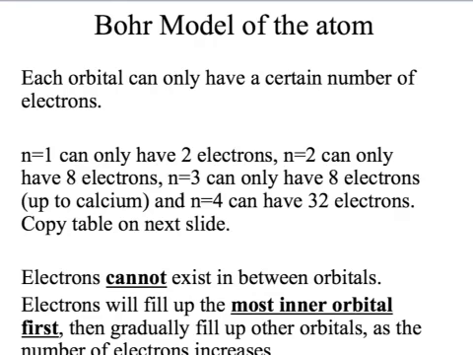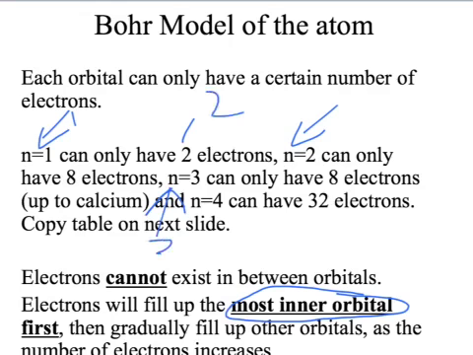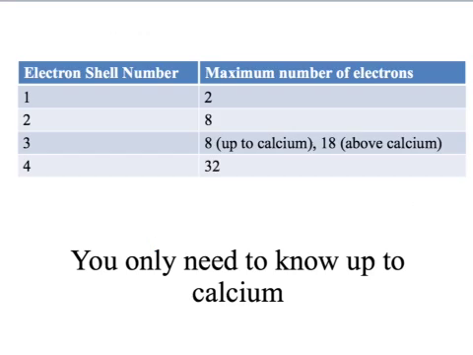The thing that you want to realize is that electrons will not exist in between the orbitals, so there won't be one in between N1 and N2. They need to be actually in N1 or in N2, and they fill up the most inner orbital first. So the most inner one is this one, then it goes to this one, then this one. Okay, so 1, 2, 3. Then they gradually fill up the next orbitals and so on and so forth.